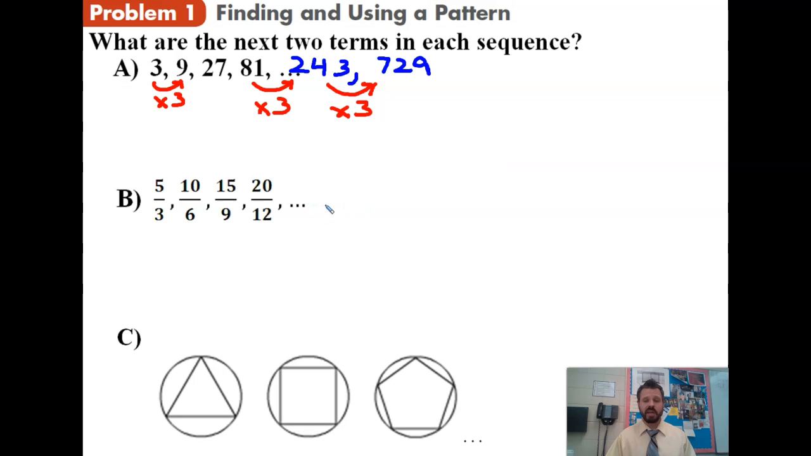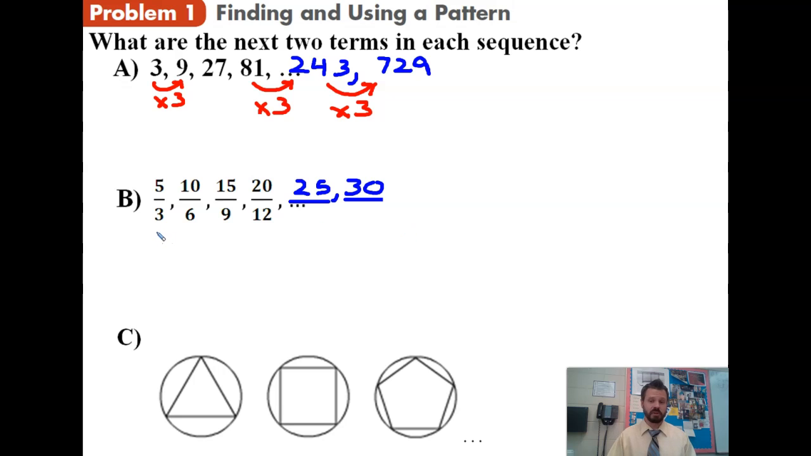All right, part B, we've got another sequence. This time there's fractions involved. Usually what you want to do to find the pattern in fractions is look at the numerator and denominators separately. So the numerator, for example, goes 5, 10, 15, 20. Basically, we're just counting by fives. So the next term would have a 25 in the numerator, and the next one would have a 30. Notice I figured that out without even looking at the denominator yet.